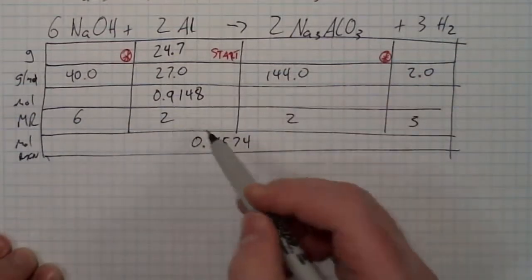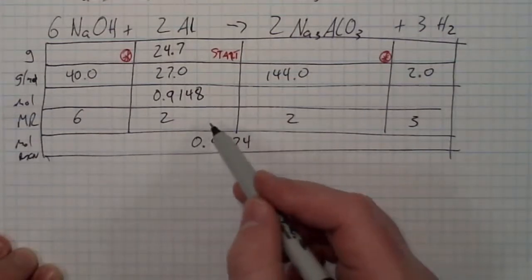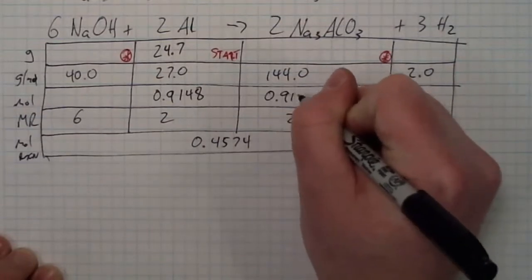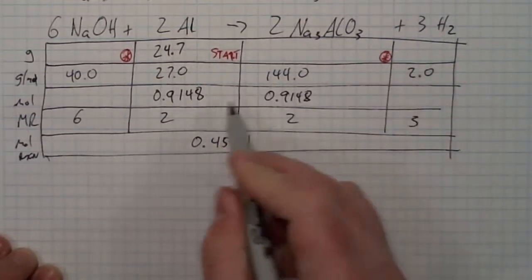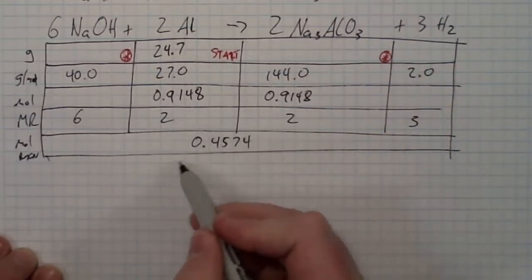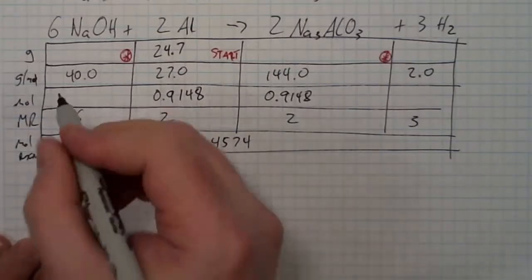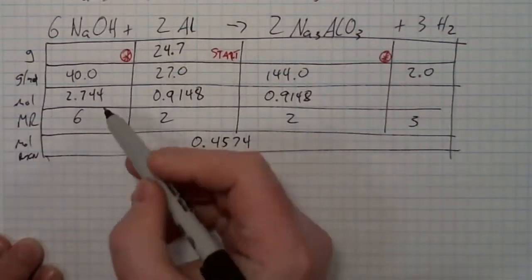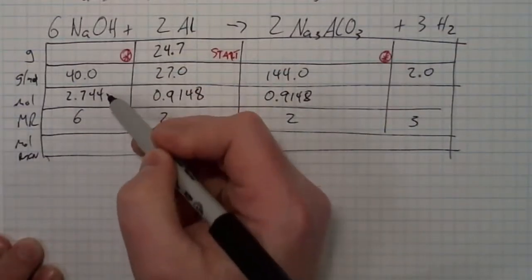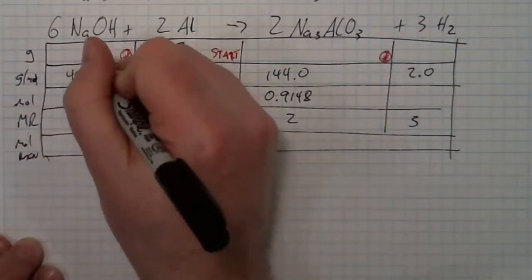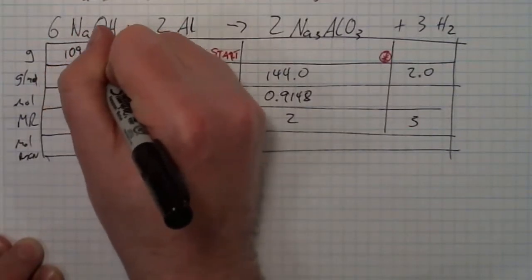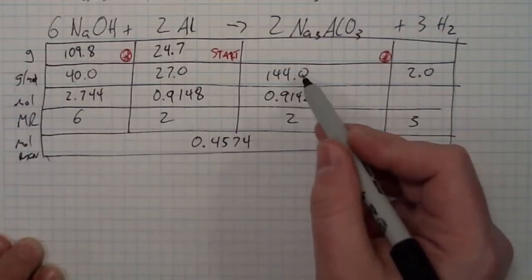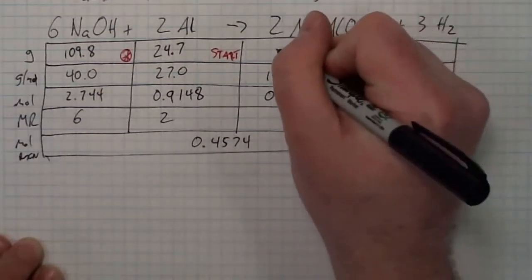So one thing I'll point out is since this is a 2 to 2 ratio, I don't even have to break out my calculator. This is just 0.9148. That'll be the same. 0.4574 times 6 gives me 2.744. Might as well finish that up. So 2.744 times 40 gives me 109.8. And then 0.9148 times 144 gives me 131.7.